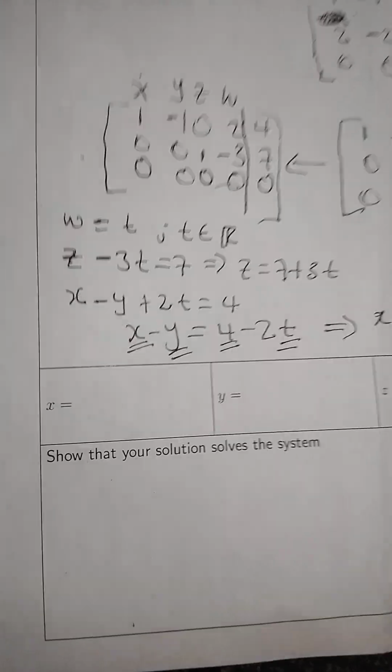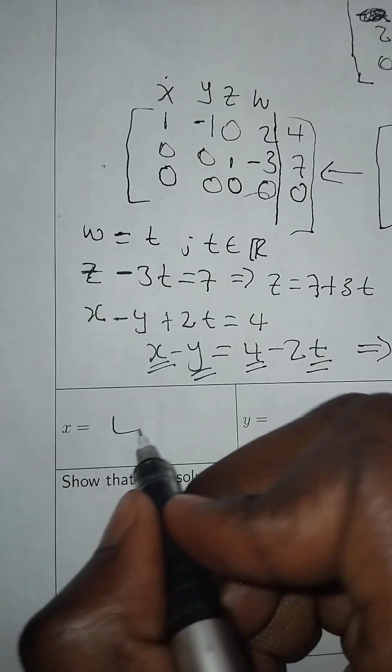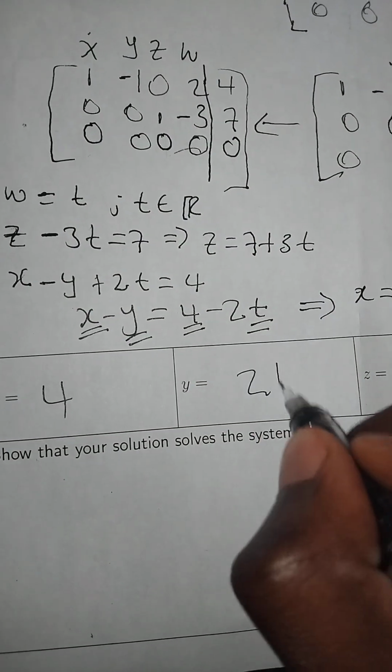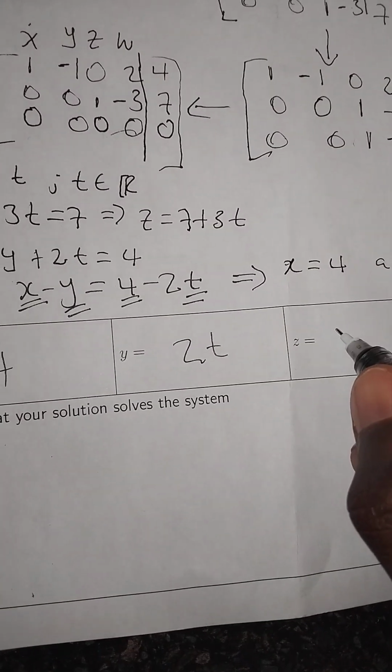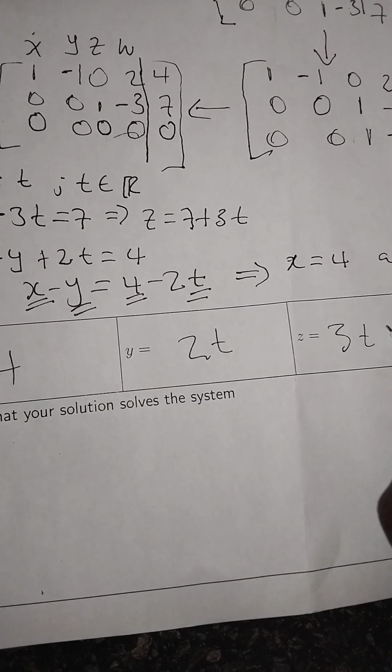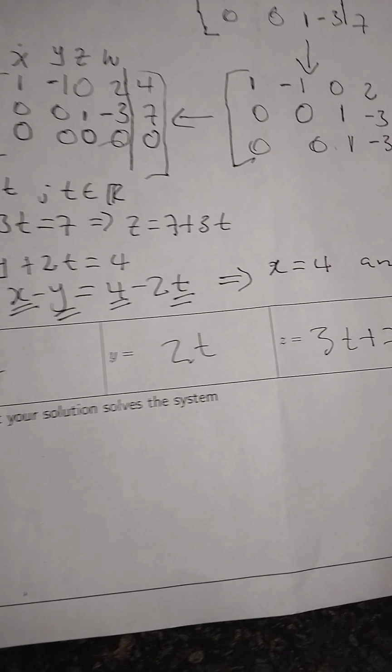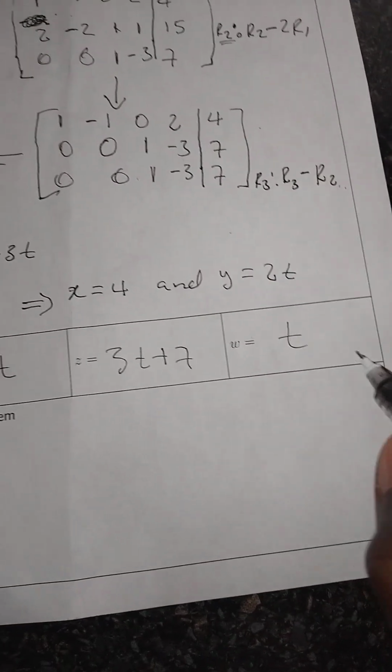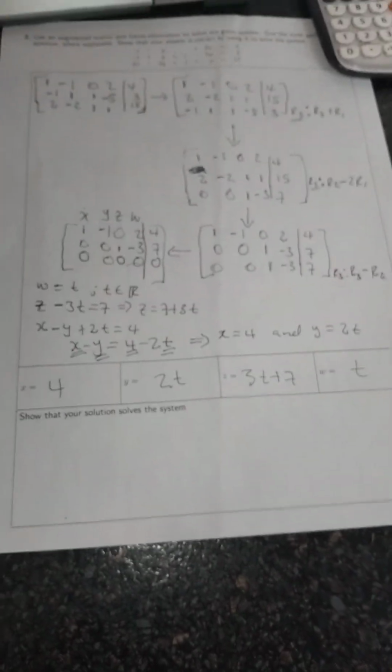Okay, then our solutions here, x is 4, y is 2t, z is where is z? We got it there. It's 3t plus 7, and w is t, like that. So those are our solutions. So this is how you find your solutions.